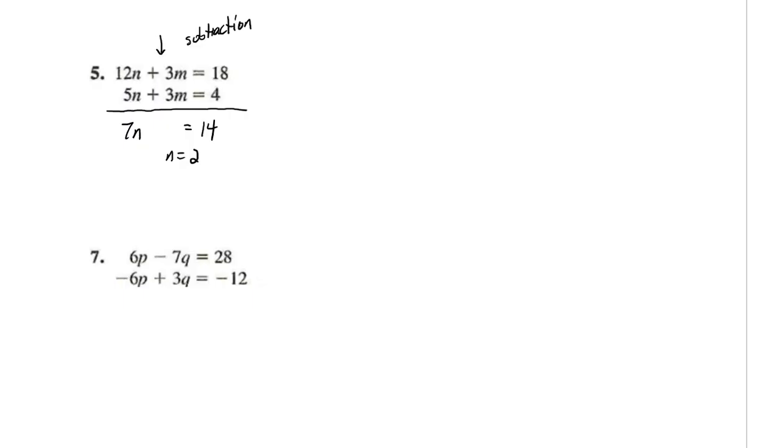And then use substitution. I'm going to use the second equation. It looks easier. 5 times 2 is 10. Subtract 10 from both sides. M is negative 2. Oops, sorry, this is an M here, this is an M, and this is an M. Negative 2. M comes before N, so negative 2, 2.